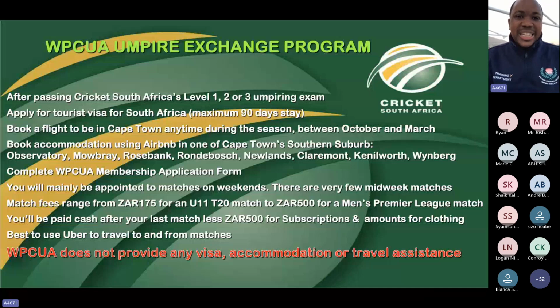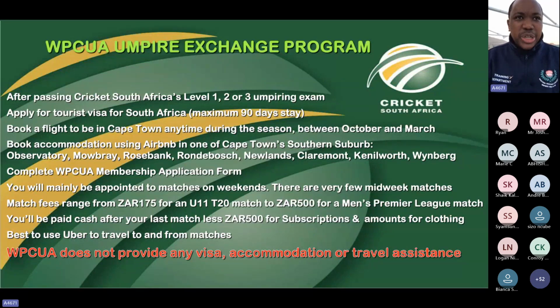We also have an exchange program for those of you wishing to visit Cape Town, and we will happily appoint you to matches here. You might not stand at Newlands Cricket Ground, but you can definitely come and watch some matches here while you are in the country. So how does it work?